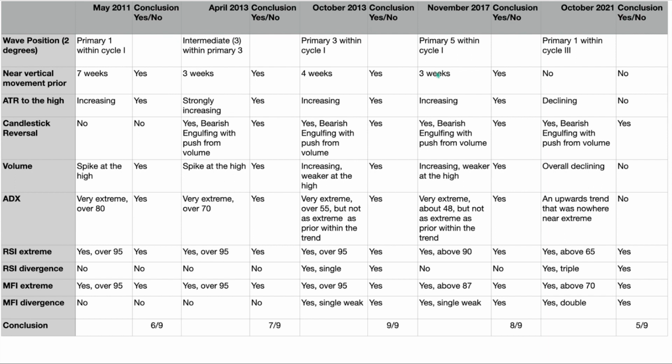So going forward, it would be one of these 2, 3. I'd be looking for situations similar to this for the end of primary 3 and the end of cycle 3 to come, but I will be aware that this could happen at the end. Now, it's happened once before, it could happen again.